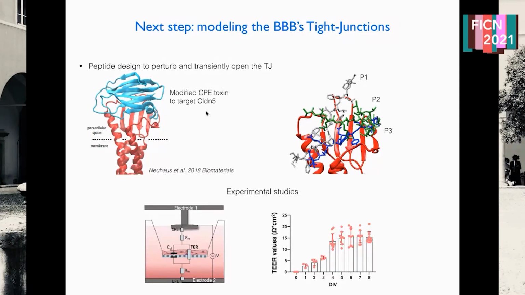We extracted peptides from a toxin that has been shown to disrupt the blood-brain barrier tight junction, so to target claudin 5. We extracted a set of peptides from the minimal interacting surface of the claudin with this toxin. Here I'm showing three of them, but we modeled them separately. And this part of the work is in collaboration with the experimental colleagues at the Italian Institute of Technology, where they have set up what is called the transwell system.